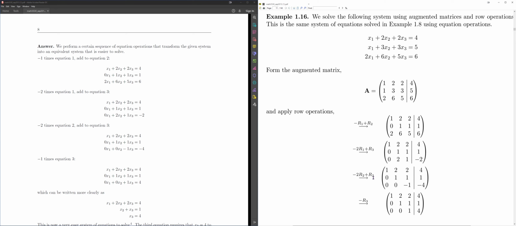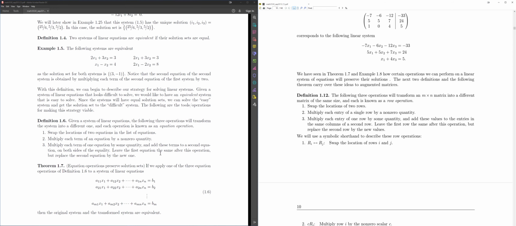So this row operation over here corresponds to this equation operation over here. Your equation operations have corresponding row operations. Eventually, we're not going to use equation operations. I'd expect you to be able to do these and to remember the notation, but most of the time we will be using the row operations. We just saw an example where the equation operations correspond to row operations.